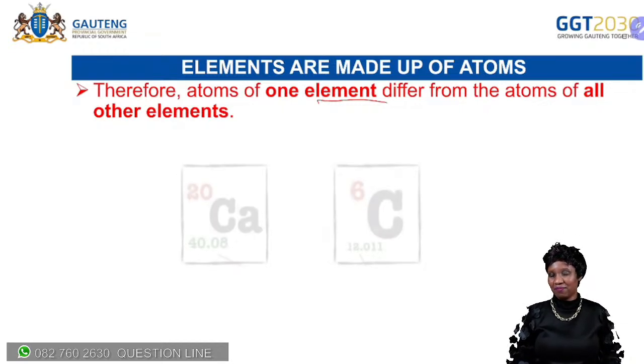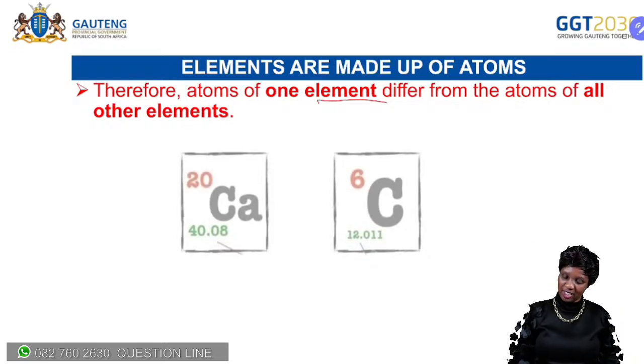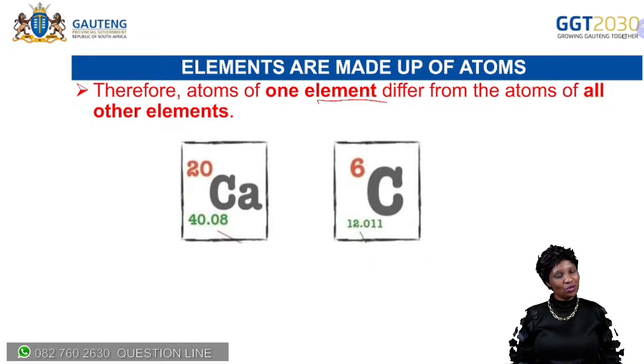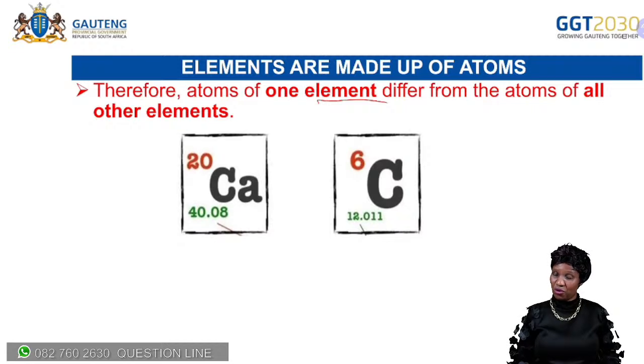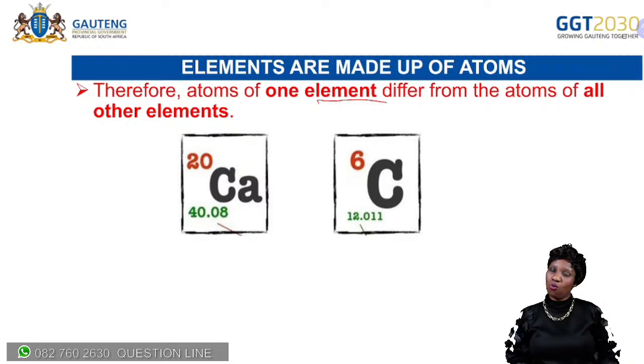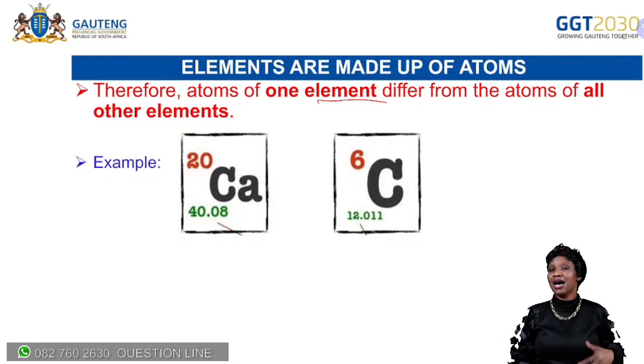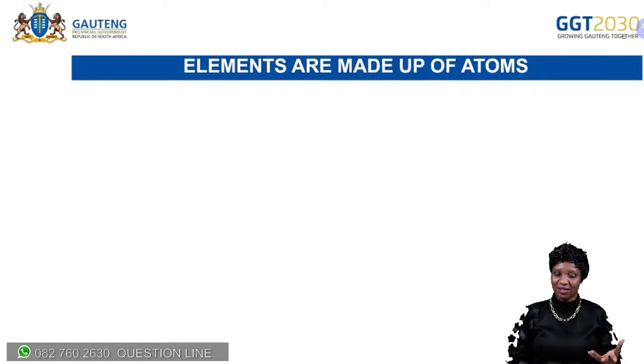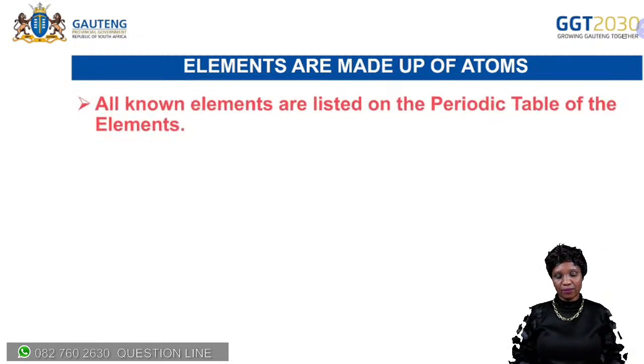Let's look at calcium. It has got the atomic number 20 and then the atomic mass 40.08. What about carbon? Carbon has got the atomic number 6. What about the atomic mass? The atomic mass is 12.011. These are different. They are unique. Do you get it? All known elements are listed on the periodic table of elements, grade 8.